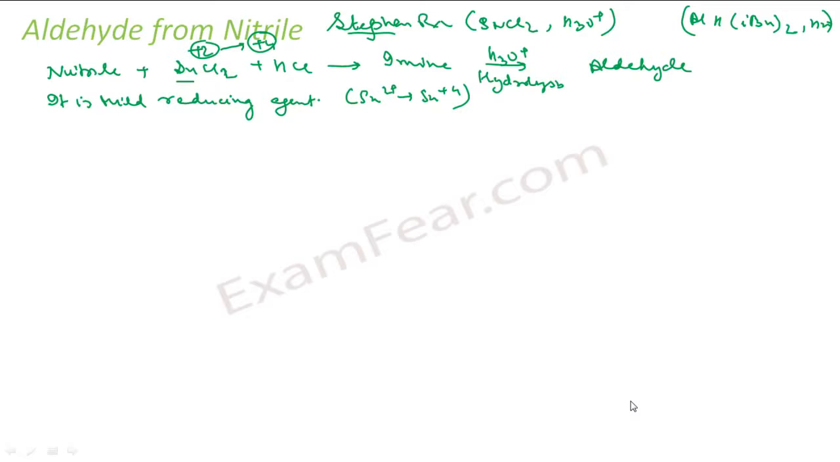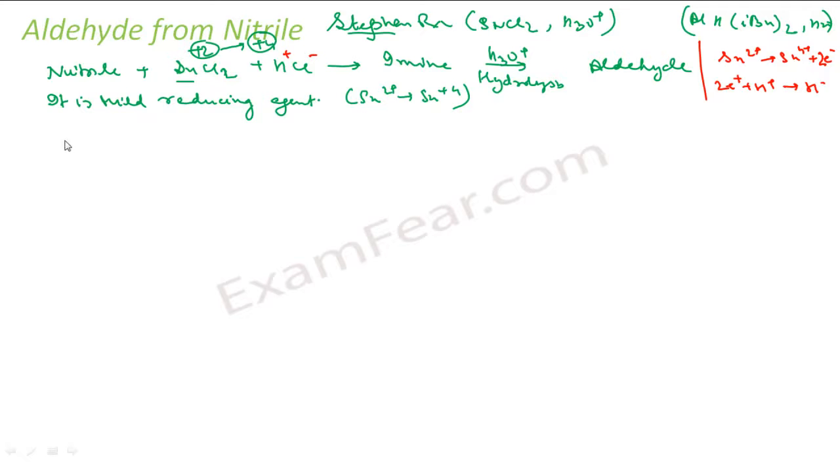Correct? So since it is reducing agent, reduction you can do either by adding hydrogen or removing oxygen. So here in case we'll add hydrogen. Correct? So if you see the reaction mechanism, Sn2 plus becomes Sn4 plus, it gives 2 electrons, correct? So 2 electrons will be used by H plus from HCl to give H minus. Now this H minus will react now.